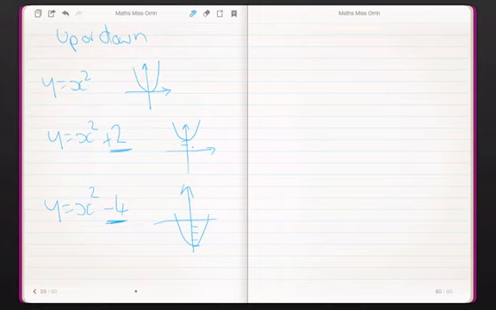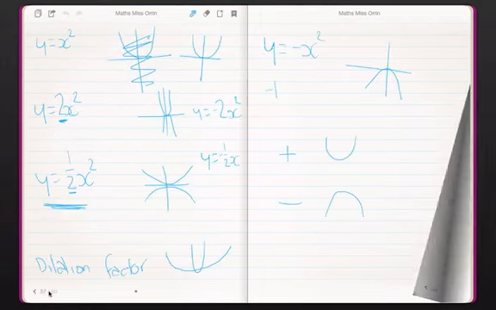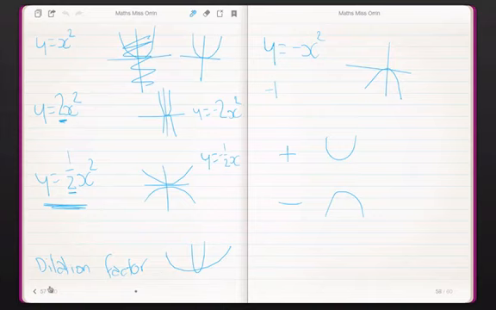We can also go left or right, but I'll put that in the next video. So for now, that is how you go up or down. And on the previous page, we talked about dilation factors, so making the graph wider or thinner, or going up or down.